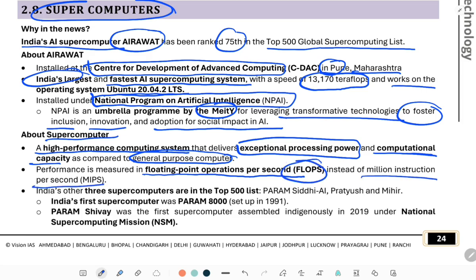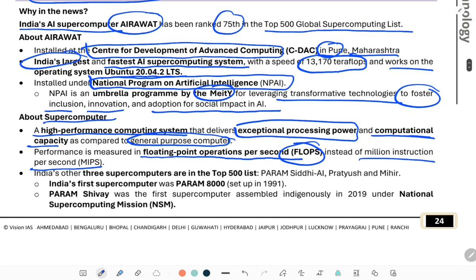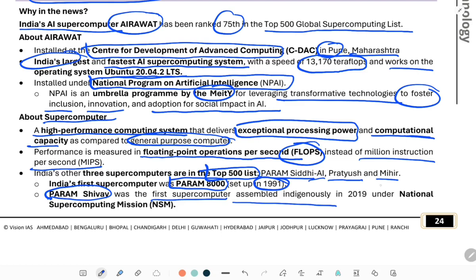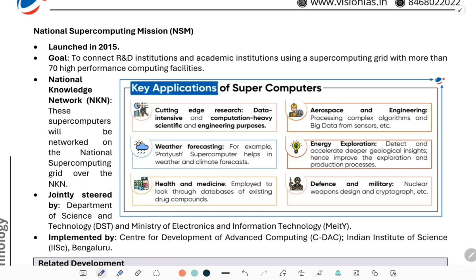Next, India's other three supercomputers in the top 500 list are Param Siddhi AI, Pratyush and Mihir. India's first supercomputer was Param 8000, set up in 1991. Param Shivay was the first supercomputer assembled indigenously in 2019 under the National Supercomputing Mission, called NSM. The National Supercomputing Mission was launched in 2015.